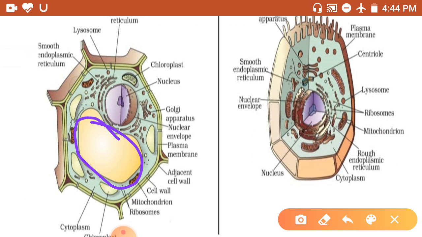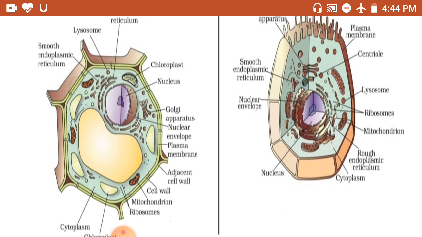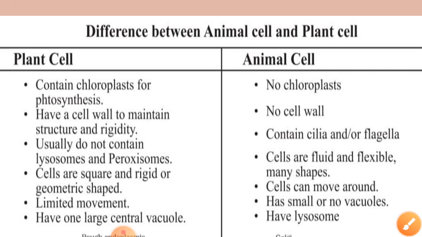In some cells they are not present, and in some cells they are present but very small in size, like this type. So these are the vacuoles. In a plant cell this is a large vacuole, and in an animal cell sometimes it is not present. When it is present, its size is very small. So the differences between plant and animal cells are finished here.